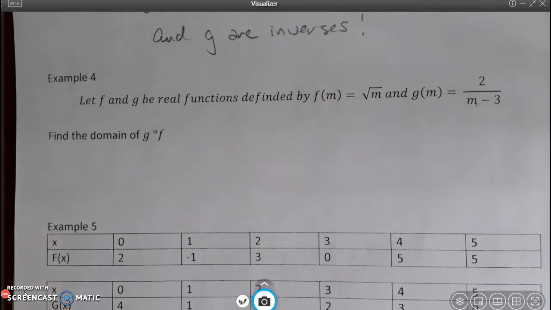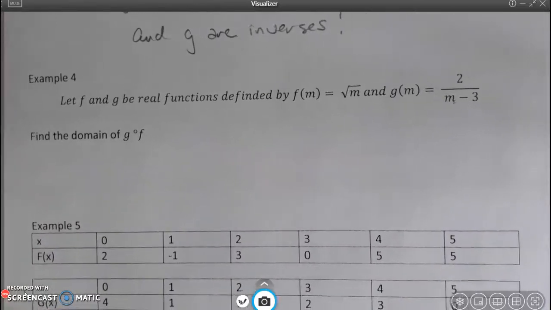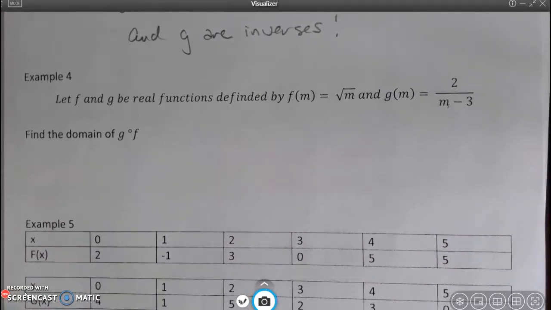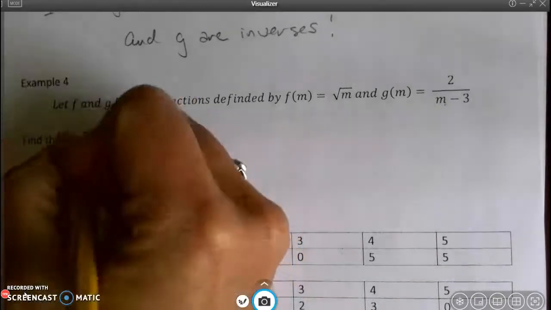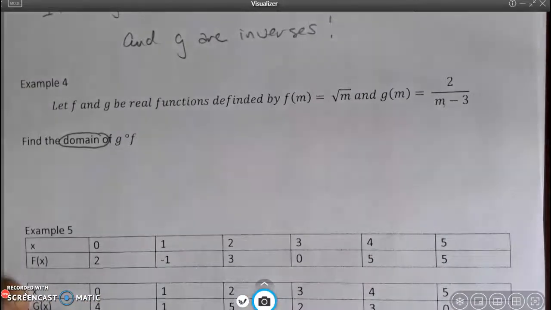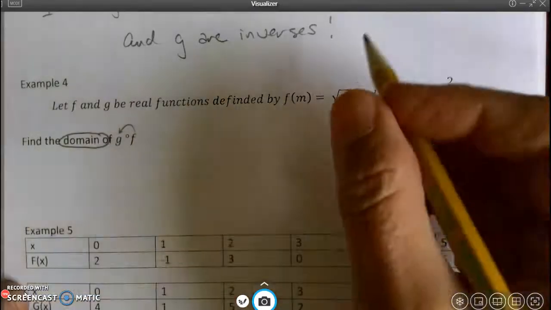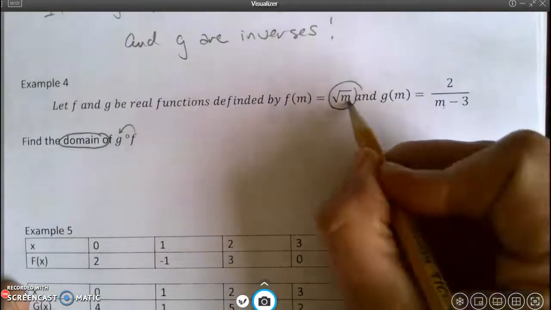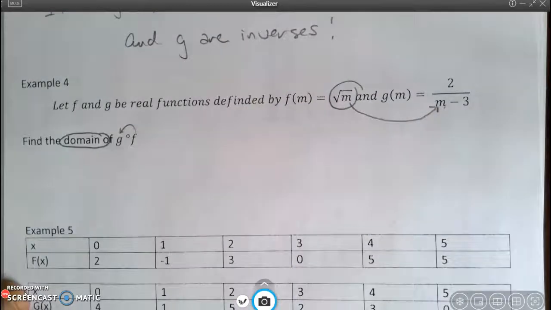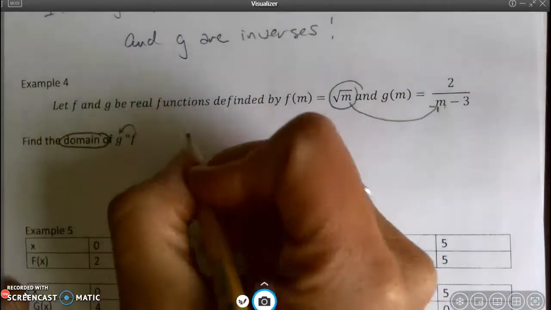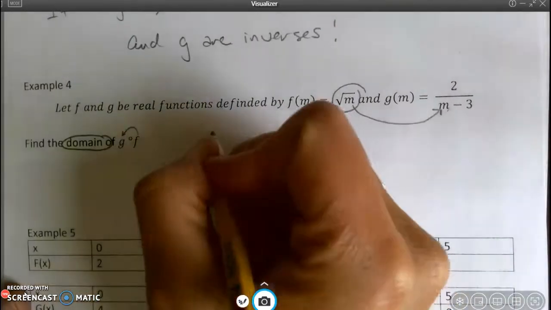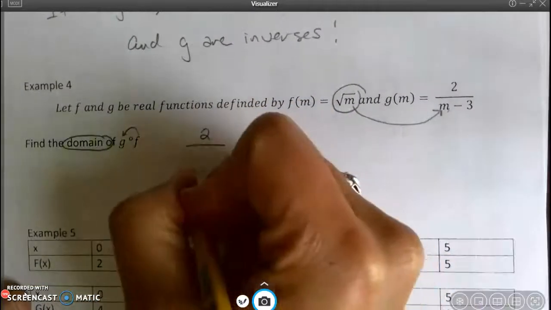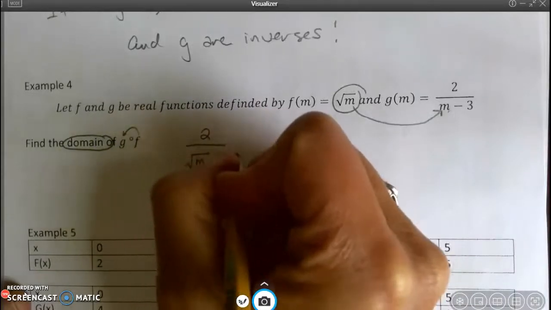We're on example 4. Let f and g be real functions defined by f at m is the square root of m, and g at m is 2 divided by m minus 3. Find the domain of g composed with f. So we're going to put the f function into the g. We're going to put the square root of m right here. Okay, so I want to find the domain of the function defined by 2 divided by the square root of m minus 3.